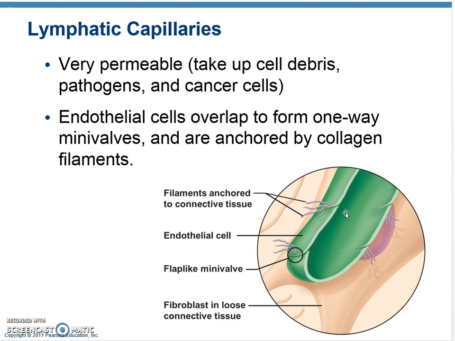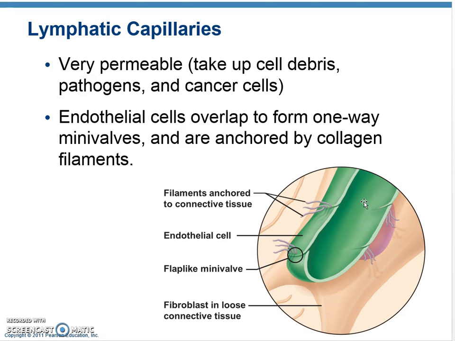But if it tries to flow back out, this mini valve thing here gets caught on the cell next to it. What this means is that it's really easy for lymph to get into your lymphatic tissue, which is a good thing. The downside of that is that it's also very easy for cancer cells to get into lymphatic capillaries as well. And this is one of the reasons why cancer tends to spread or metastasize through the lymphatic system, is because it's easier for a cancer cell to get into a lymphatic vessel than a blood vessel.